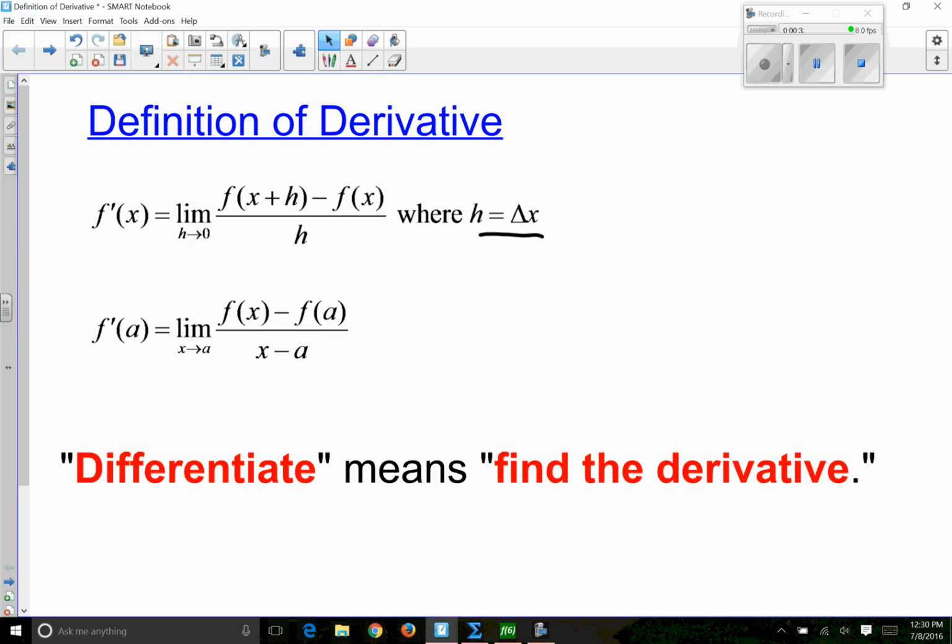Here's another definition. We say f prime of a, or the derivative of f at x equals a, equals the limit of f of x minus f of a all over x minus a, where x is approaching a. The word differentiate means find the derivative. Pause the video so that you can write all of this down.